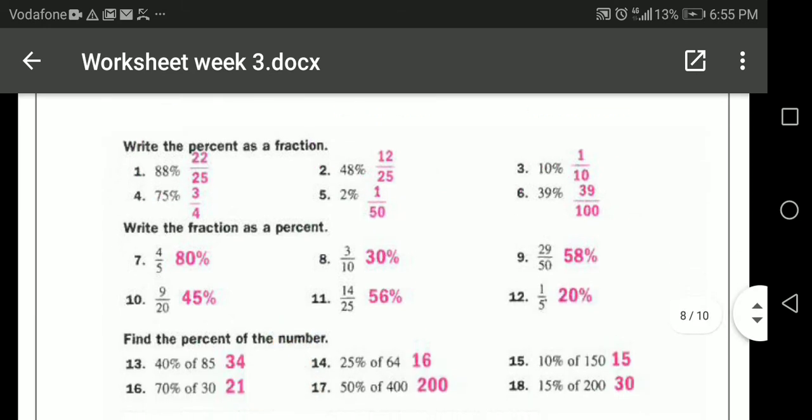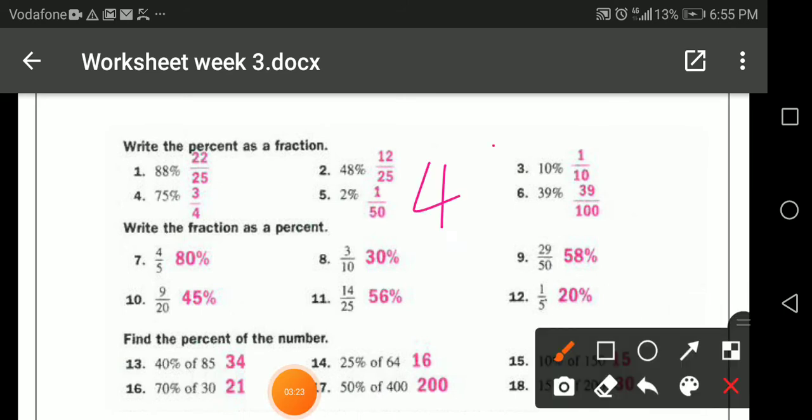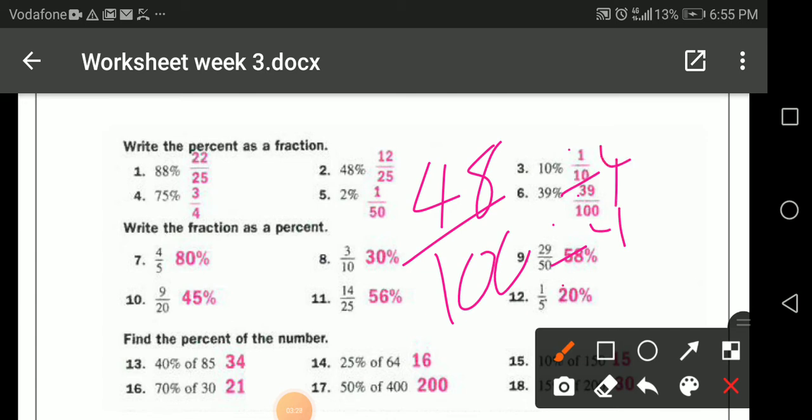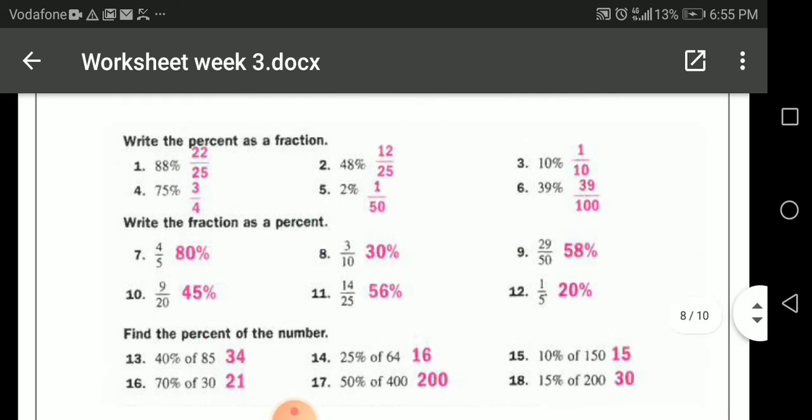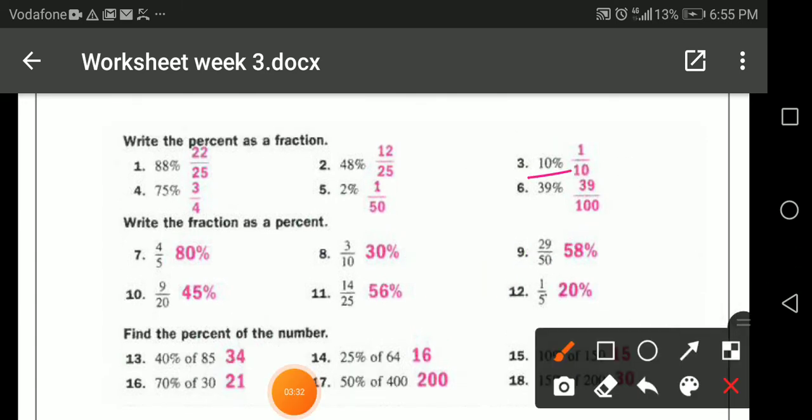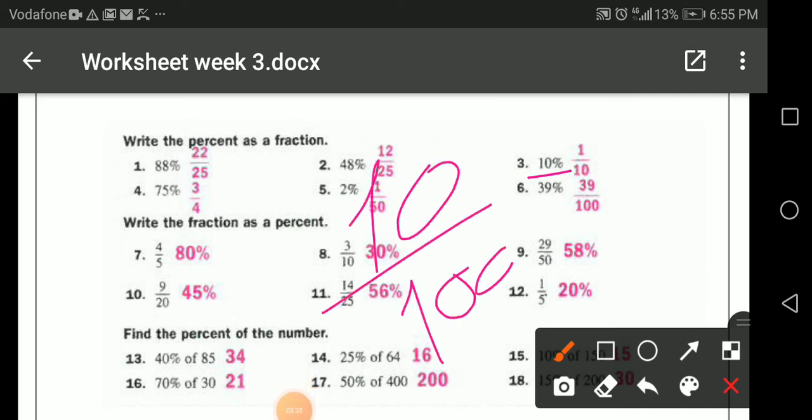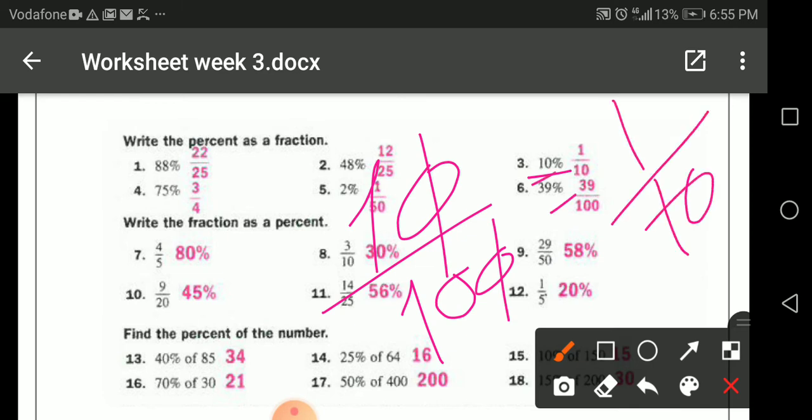Okay, 48 over 100, also 48 over 100, and do the same steps. Divided by 4, divided by 4. Okay, 10% is 1 over 10. Let's do it. 10% means 10 over 100. 0 goes with 0, so we get 1 over 10. Is it easy? I think it is.